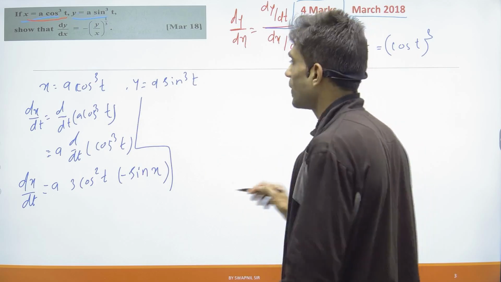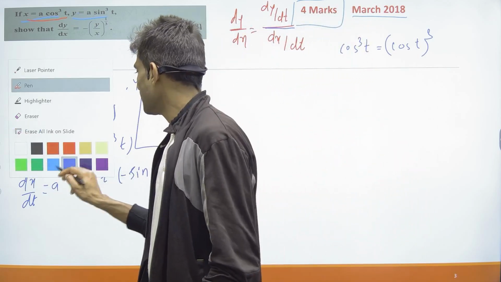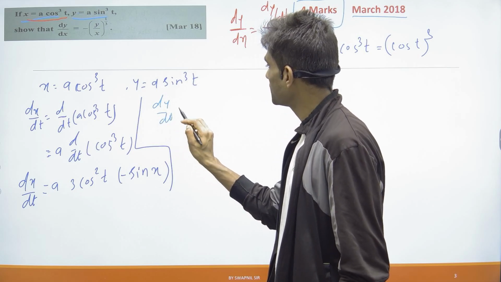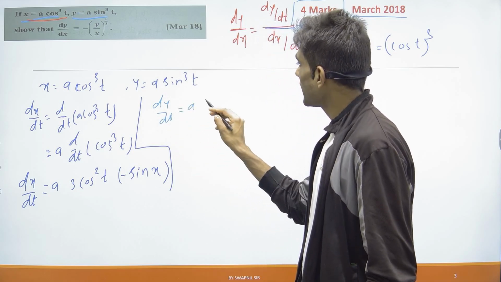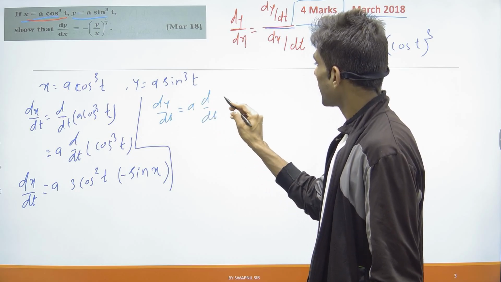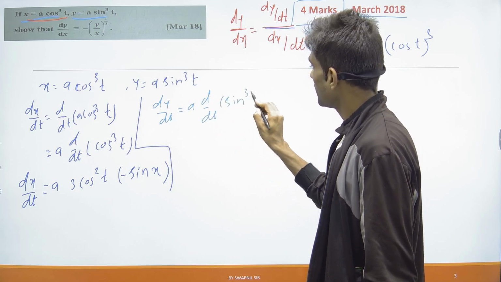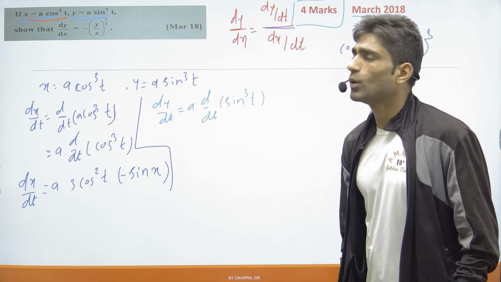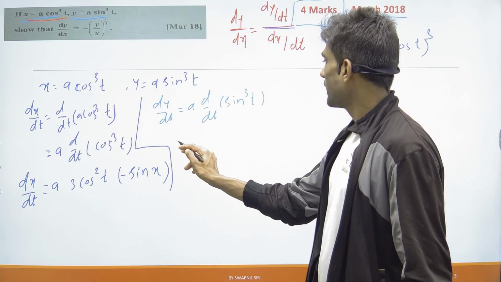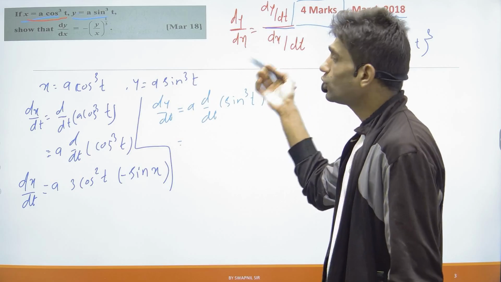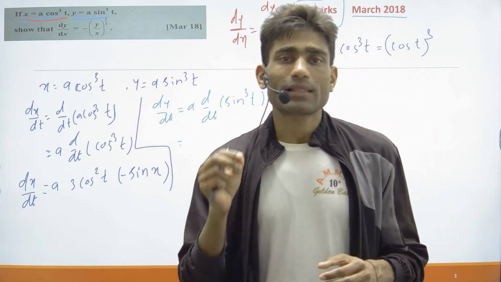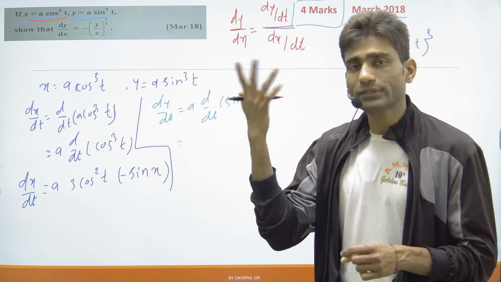Now let's go for the value of dy by dt. So dy by dt means differentiate our y with respect to t. Take the constant a out, then d by dt of sin cube of t. Just replace the values. Sin cube of t means sin t to the power 3. That means sin cube of t is equal to sin t to the power 3.